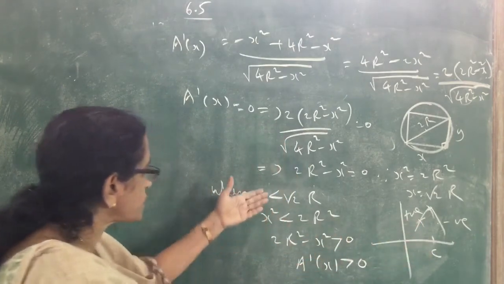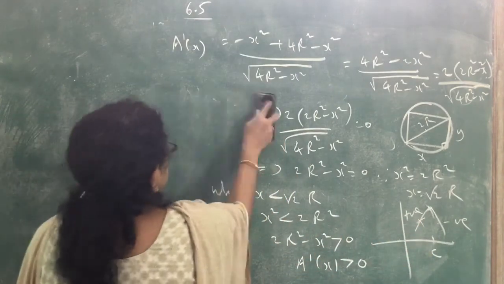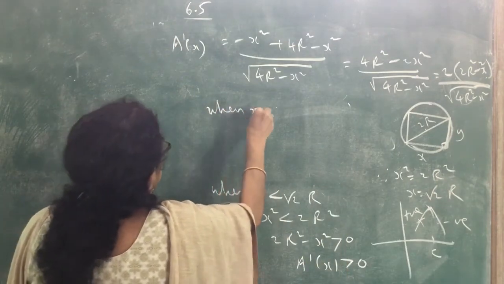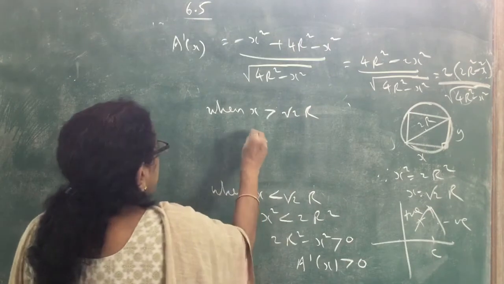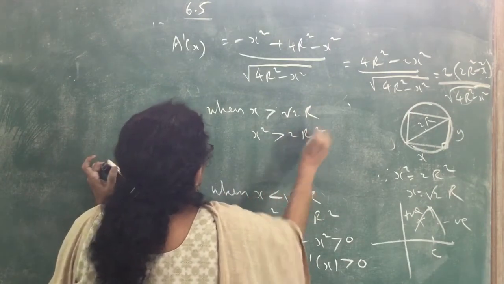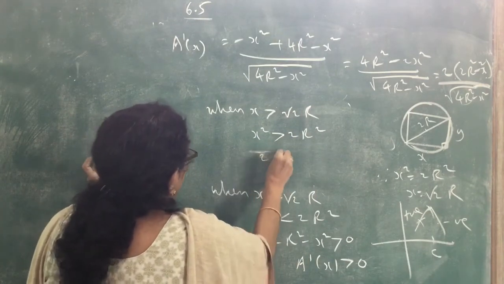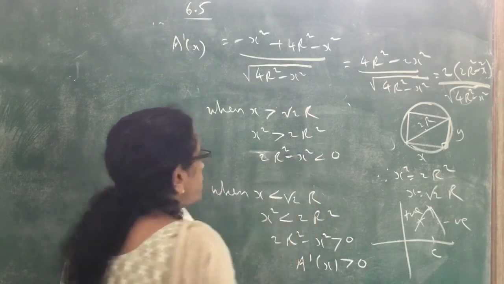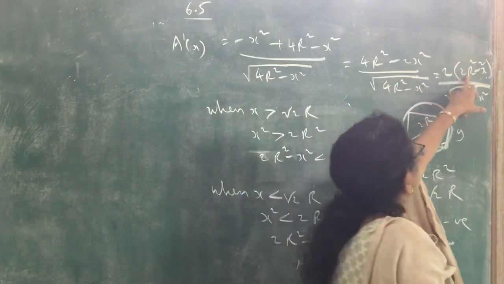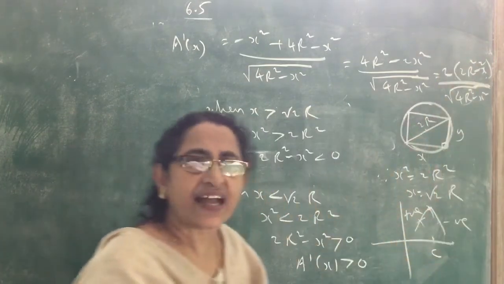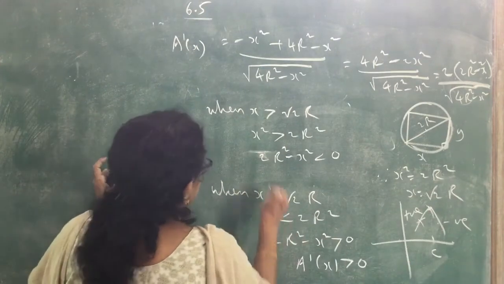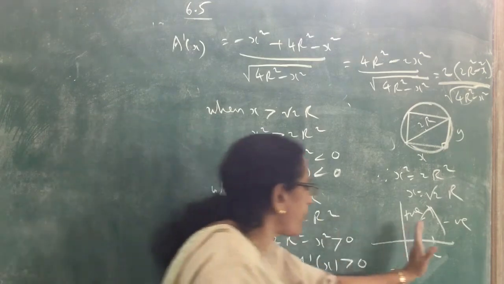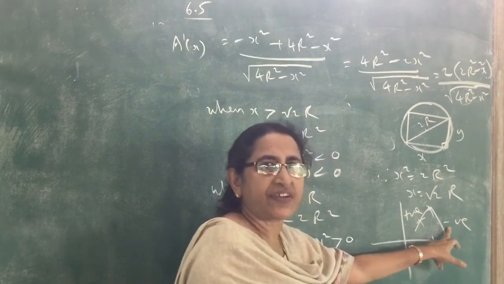And when x is greater than root 2r, same thing we can write: x square is greater than 2r square. Therefore 2r square minus x square, taking x square to this side, is less than 0. So this whole quantity is less than 0. That means A dash x is less than 0. So after the point x equal to c, f dash x is negative, less than 0.